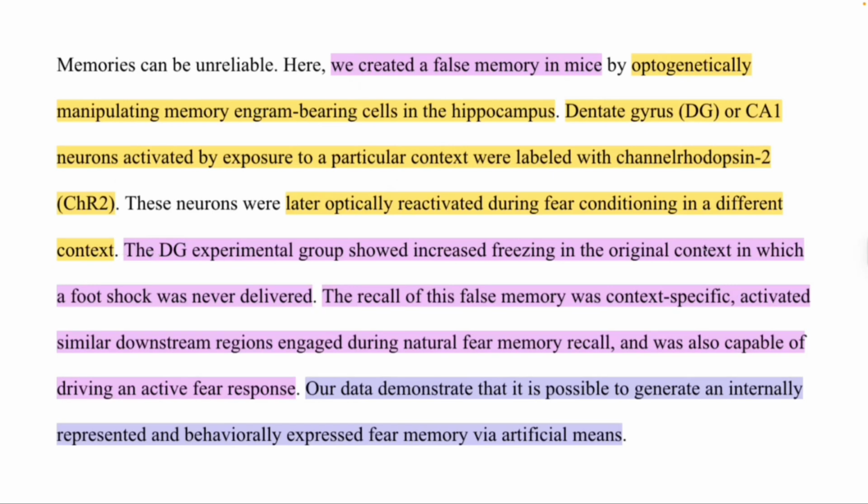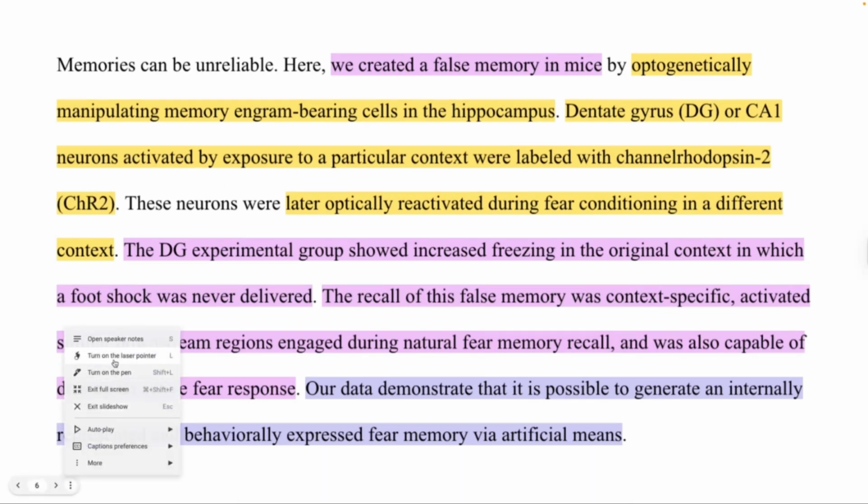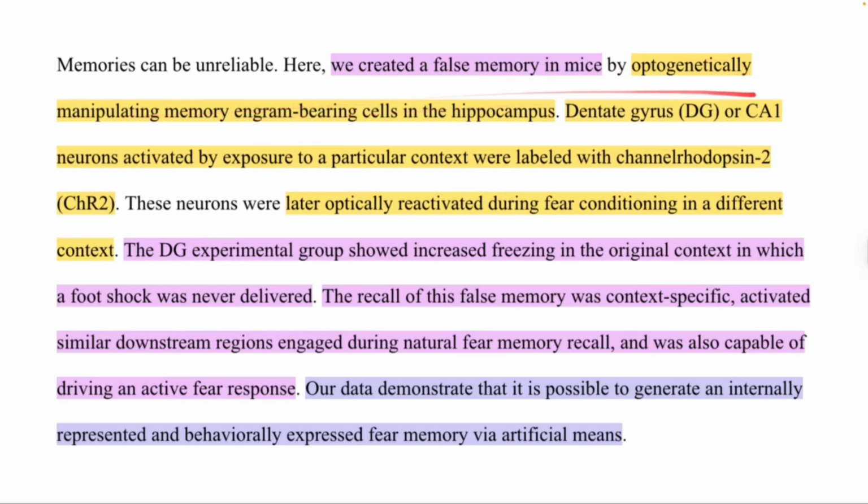And then there's increased freezing in the original context in which a foot shock was never delivered, and this recall was context specific and activated the same regions that would have been activated if it was a regular fear memory. This really is going to be the authors' interpretation. It's basically something that they're extrapolating on. They're kind of hand waving a little bit. It's an educated hand wave, but it's not data, right? And then all of the methods that they use are right here, in yellow.